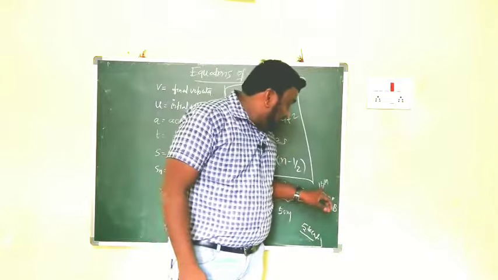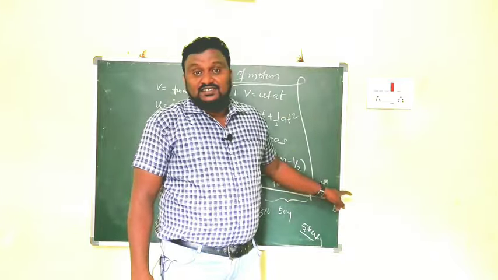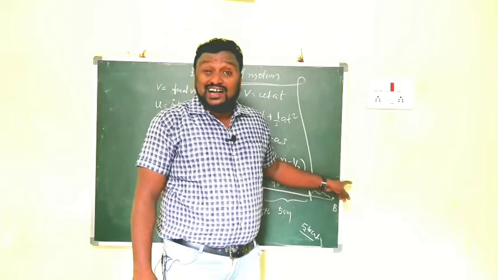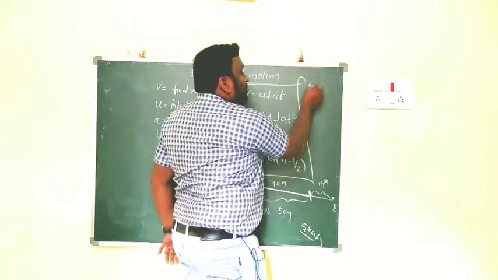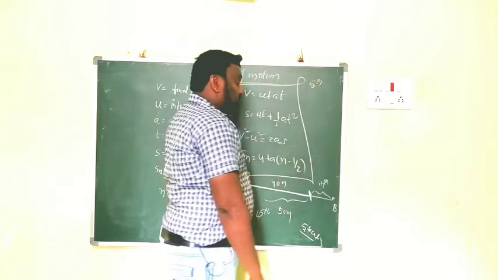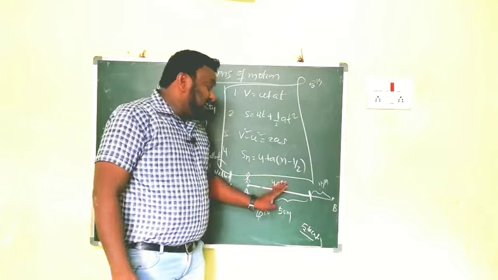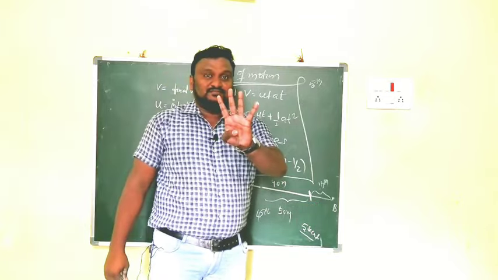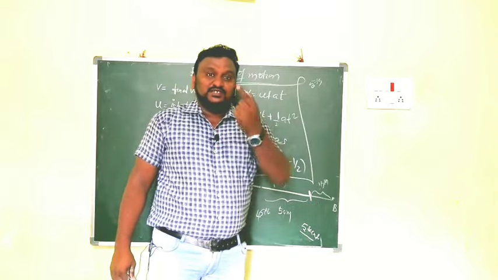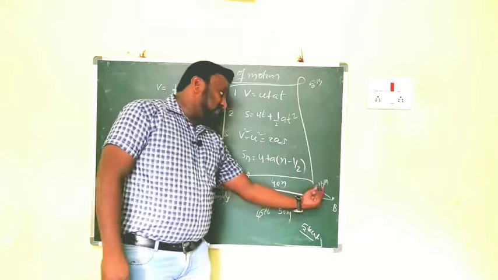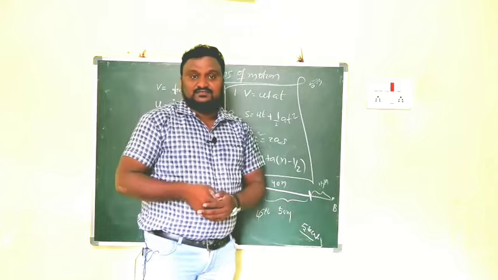Here now, 10 meters is the distance covered in the last second. Last second is what? The 5th second. Total time is 5 seconds. He covered 40 meters in 4 seconds. Clear? Last second is what? The 5th second. In that 5th second, he covered 10 meters.